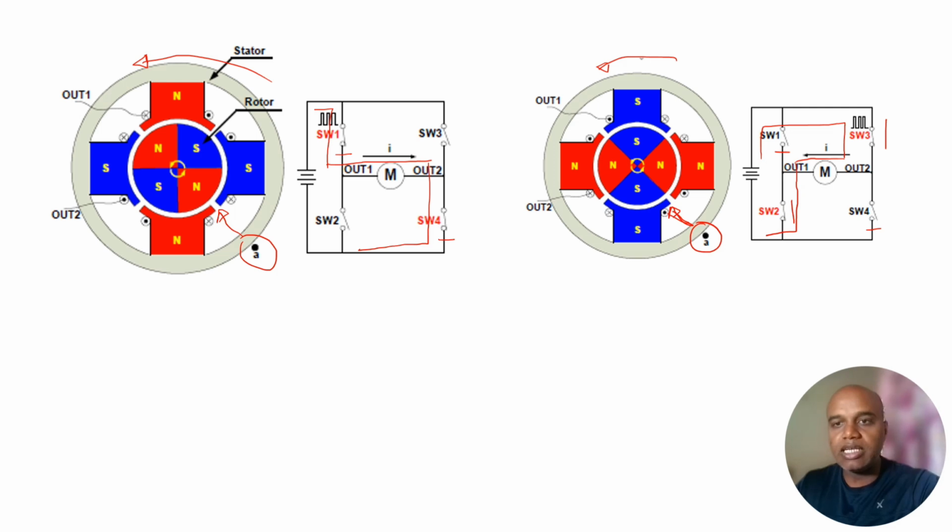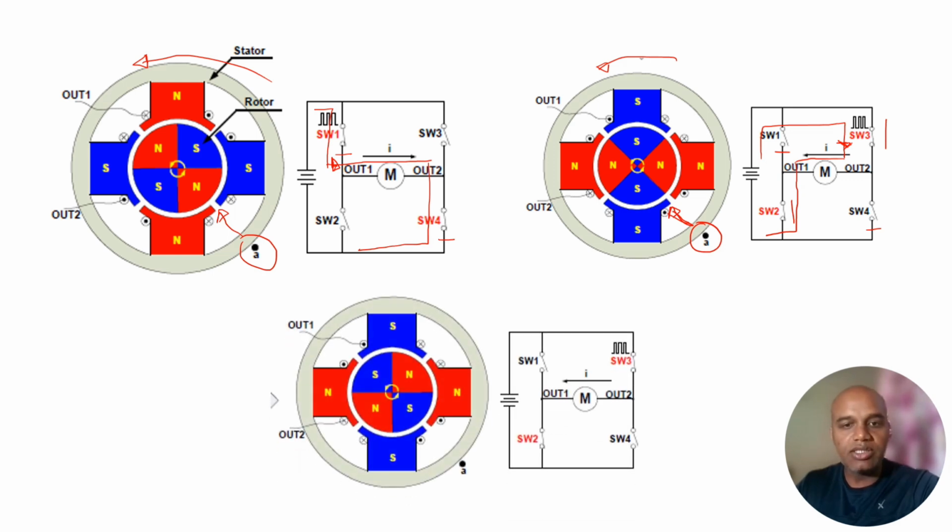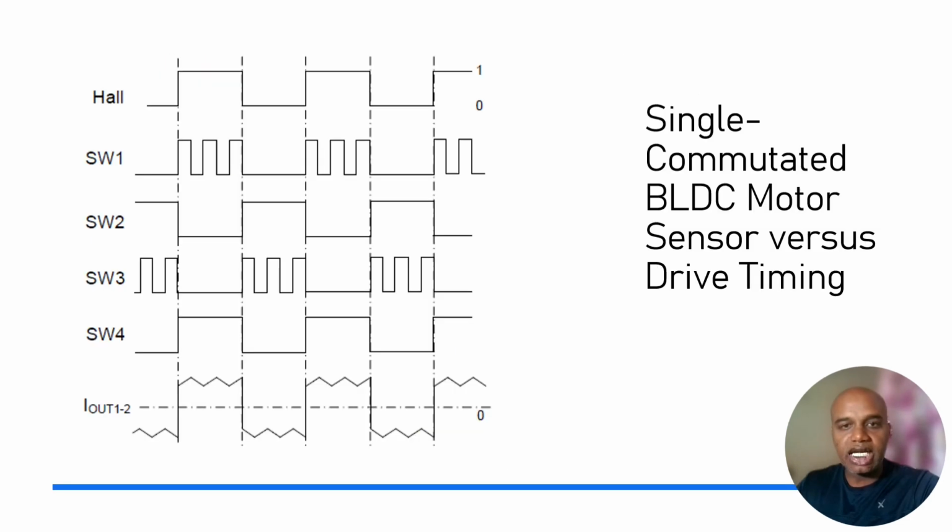However, we can see that the current direction has been changed. Earlier the current direction was from left to right in the first circuit, and in the second circuit the current direction is reversed, from right to left through my motor. And at the next instant, as the rotor moves further in the anti-clockwise direction, my Hall sensor remains under the influence of the south pole, and switch 3 and switch 2 will remain closed, and the current will remain in the same direction.